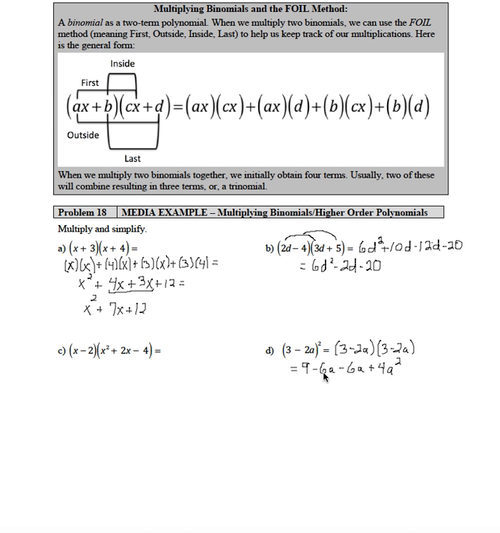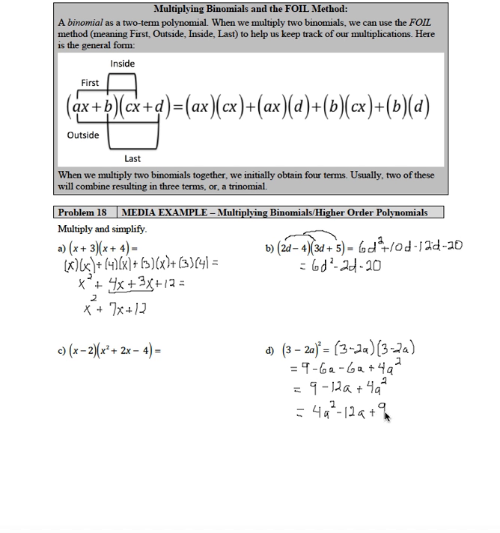If I combine my like terms in the middle, I end up with 9 minus 12a plus 4a squared. And normally we write our polynomials in descending order with the highest degree term first. So I'm going to rewrite this as 4a squared minus 12a plus 9. And that is our final result.